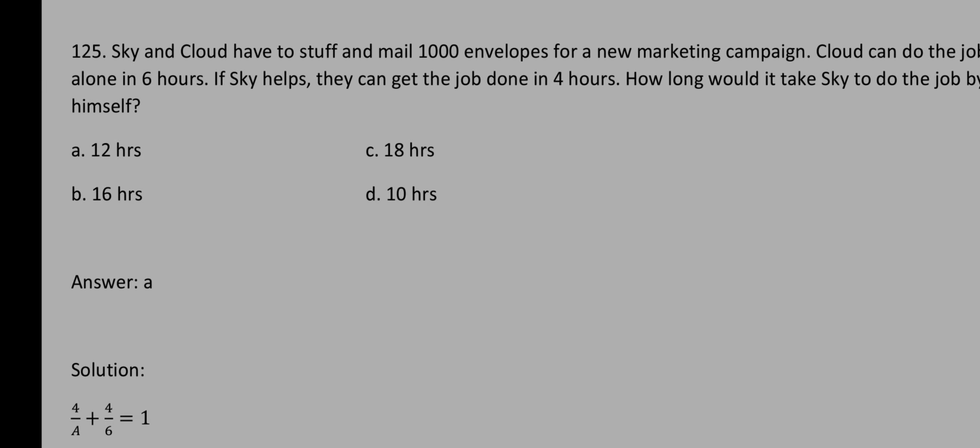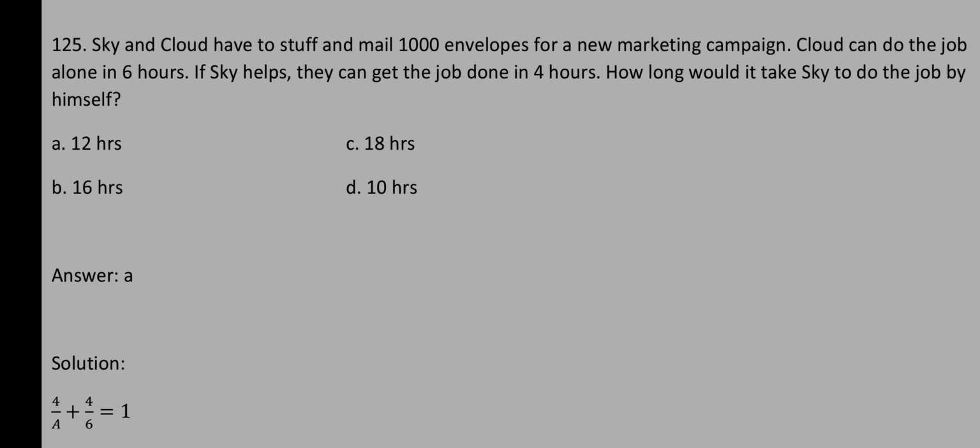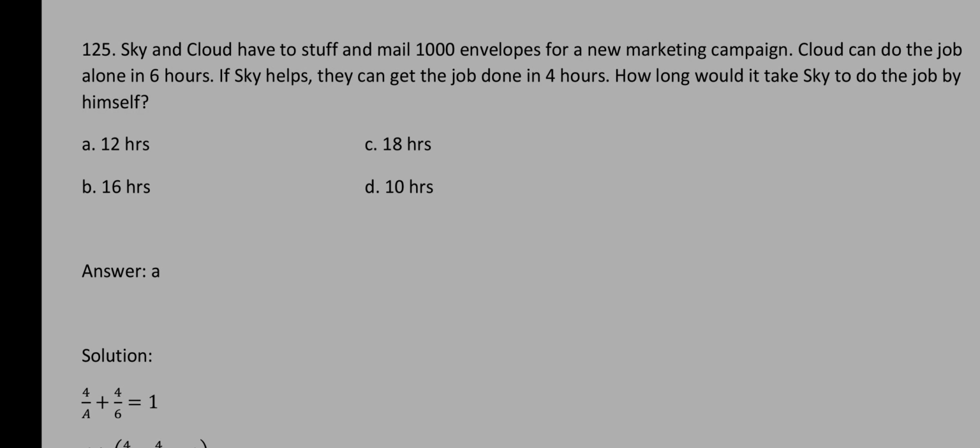Sky and Cloud have to stop and mail 1,000 envelopes for a new marketing campaign. Cloud can do the job alone in 6 hours. If Sky helps, they can get the job done in 4 hours. How long would it take Sky to do the job by himself? Sagot daw dyan ay letter A, 12 hours.